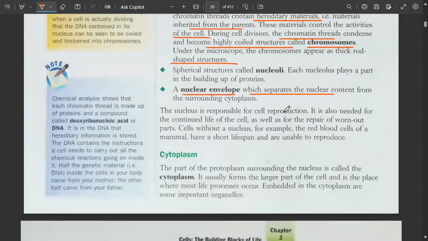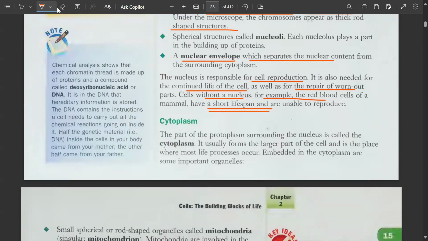The nucleus is responsible for cell reproduction, and it is also needed for the continued life of the cell, as well as for the repair of the worn out parts. Cells without a nucleus, for example, the red blood cells of a mammal, have a very short lifespan and they are unable to reproduce as well.